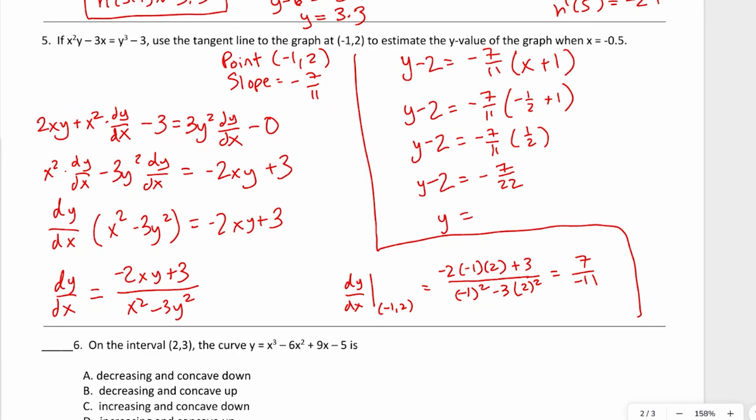And then if I add 2 to both sides, I'll have to write 2 as a fraction with a denominator of 22. In other words, we're finding a common denominator here. That would be 44/22 minus 7/22, which is going to give me 37/22. So what we can say is that this 37/22 is an estimate of the y value when x is -0.5. So that's our answer.